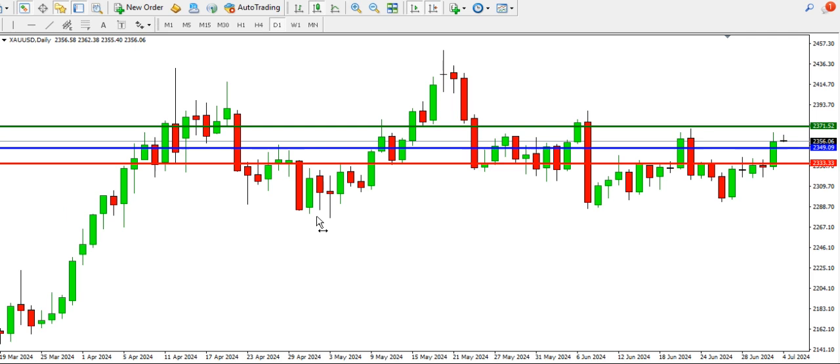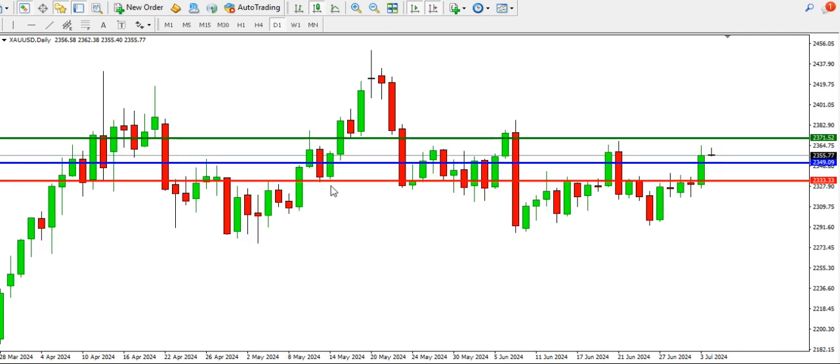And I'll be starting with the daily time frame. We'll be talking about pivot analysis, price momentum, demand and supply, support and resistance, and trendline breakouts with price action patterns.